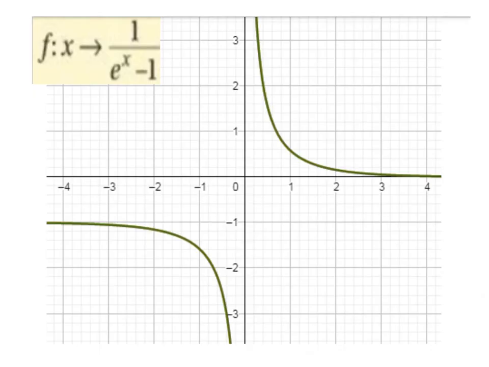So that was just a sketch, but here we have the actual curve drawn out. So again, we can see our horizontal asymptote at y equals minus 1. And we can see the other horizontal asymptote at y equals 0. And we can see the vertical asymptote at x equals 0.